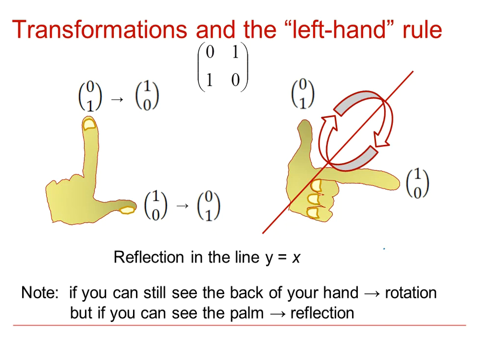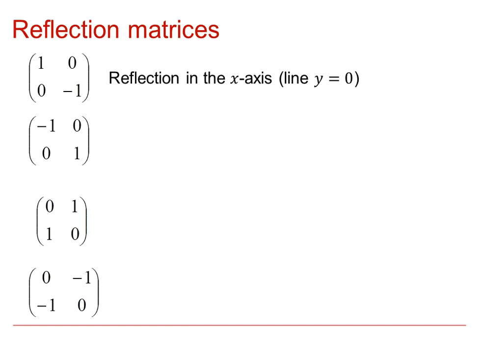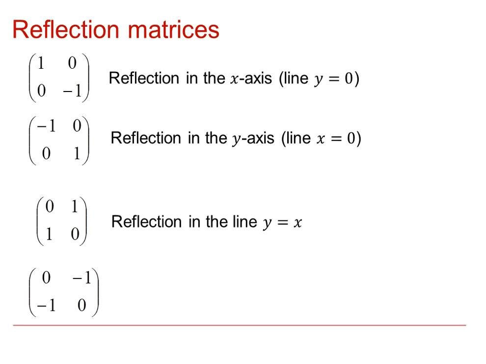And you can use that to work out simple transformations of various matrices. (1, 0; 0, -1) would represent a reflection in the x-axis. (-1, 0; 0, 1) would represent a reflection in the y-axis, the line x equals 0. (0, 1; 1, 0) is a reflection in the line y equals x. And finally, (0, -1; -1, 0) is a reflection in the line y equals -x. You can test those using the left-hand rule that we were just looking at.